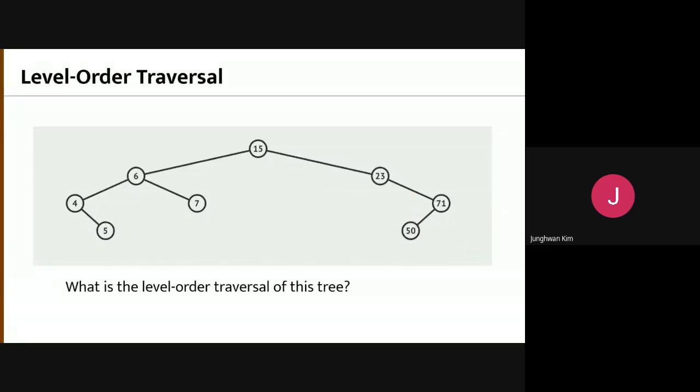So what is the level order traversal of this tree? We also begin at the 15. So we first pop, then 15 comes out, and then we print out the 15. And then we push the left and right child, which is 6 and 23, into the queue. And then since there is an element in the queue, we go over 6 and 23 and print 6 and 23, and push all the children of these two nodes into the queue again. So the while loop does not end until it gets to the final leaf of this tree. And the order is 15, 6, 23, 4, 7, and 71, 5, and 15.